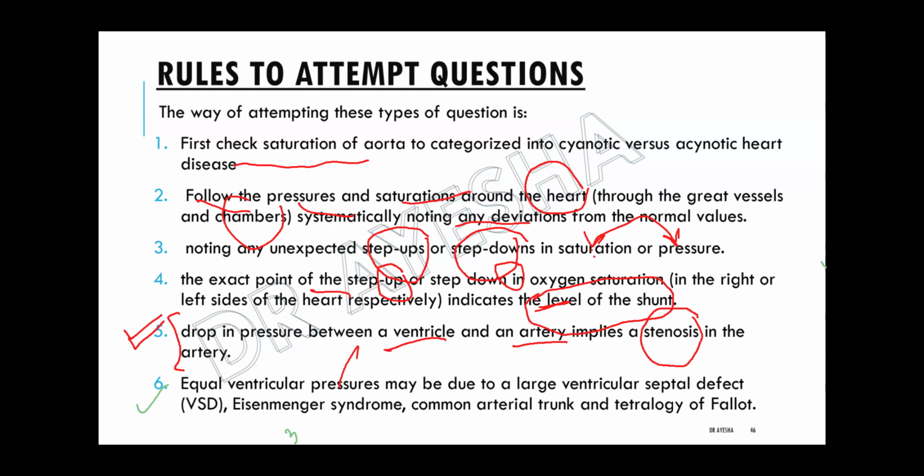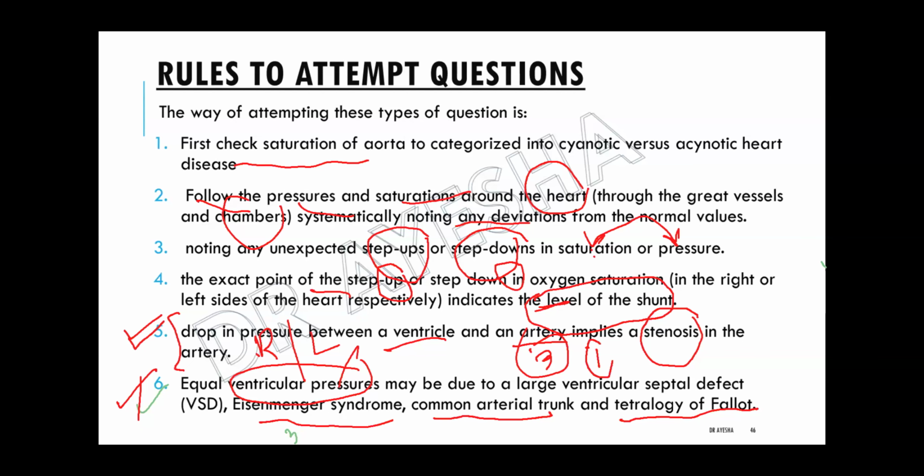And lastly, this is a very good point. Listen very carefully: if the ventricular pressures on the right and left sides are the same, that means there is a large ventricular septal defect. So we have differentials: a large ventricular septal defect, Eisenmenger syndrome, common arterial trunk, that is truncus arteriosus, or tetralogy of Fallot.